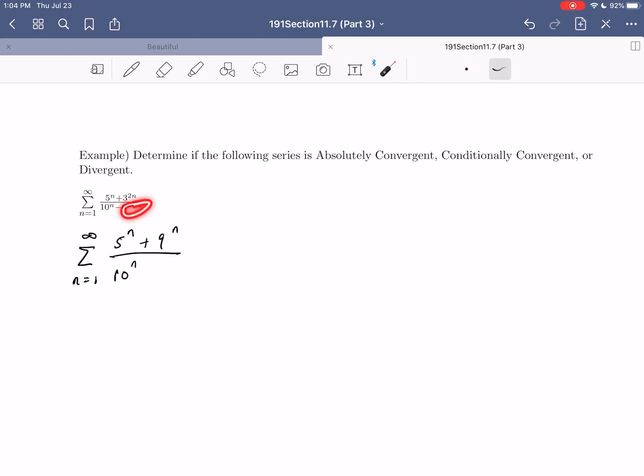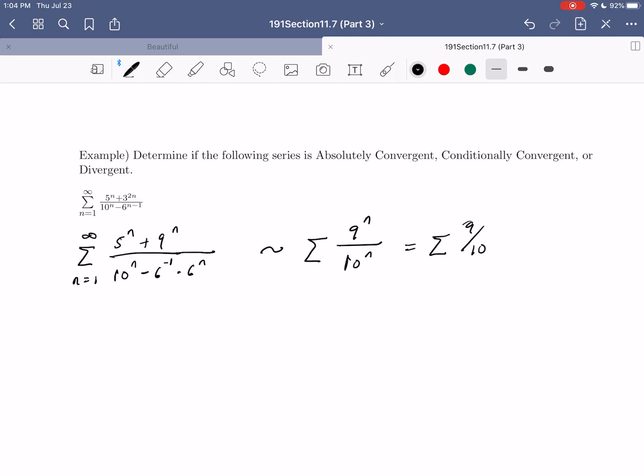And I'm going to factor out a 6 to the minus 1 times 6 to the n. So now I can see that my numerator has a 5 to the n and a 9 to the n, and my denominator has a 10 to the n and a 6 to the n. Obviously, the 6 to the minus 1, that's just a number. We're not going to pay too much attention to that. Okay, so what should be the most important? Well, if we think about it, in the long run, the 9 to the n should matter up top, and the 10 to the n should matter in the denominator. But that, of course, is just a 9 over 10 to the n.